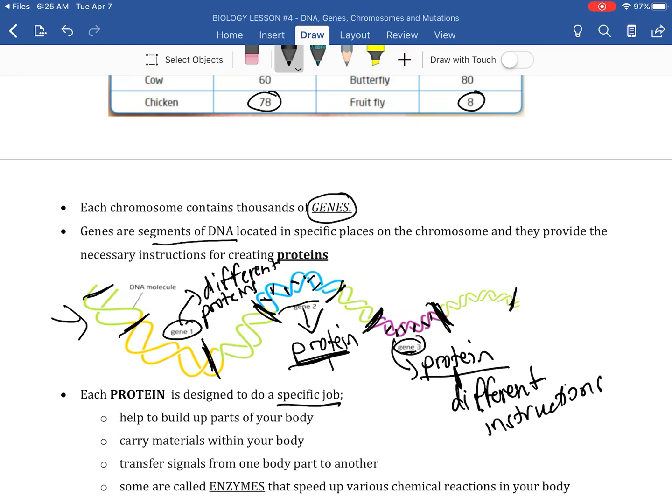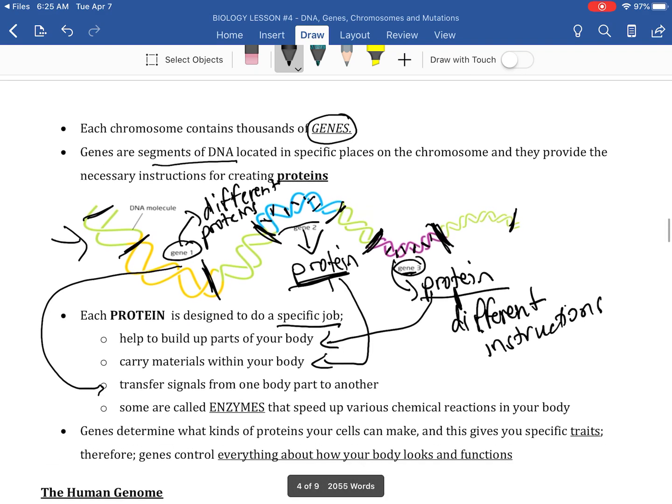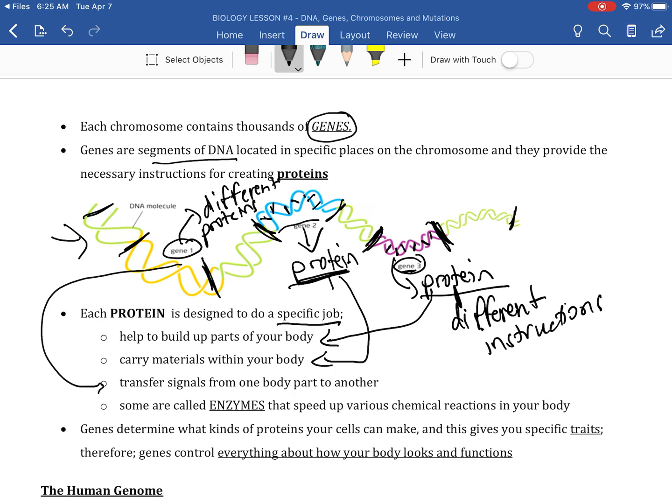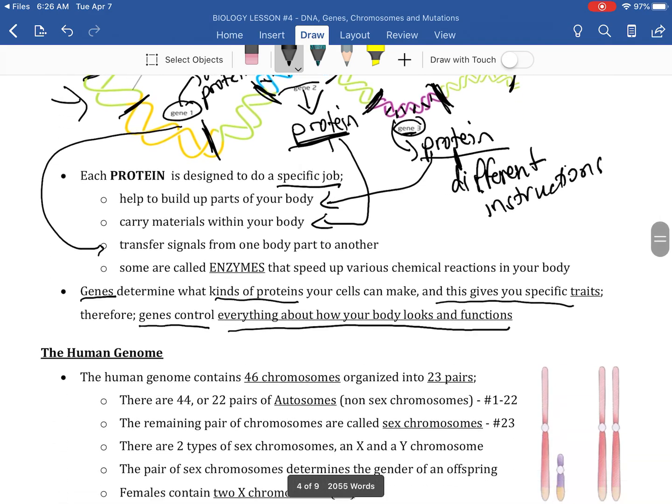Some of the things these proteins do: one protein might help build up parts of the body. Another protein might carry materials within your body. Another protein might transfer signals from one body part to another. Some are called enzymes, which speed up various chemical reactions in your body as well. So these genes, these segments found on the DNA, determine what kind of proteins your cells make, and those proteins carry out specific tasks. Therefore, these gene segments on your DNA, which create codes for certain proteins, control everything about your body, how it functions and how it looks. Pretty cool, eh? Our body's pretty amazing.